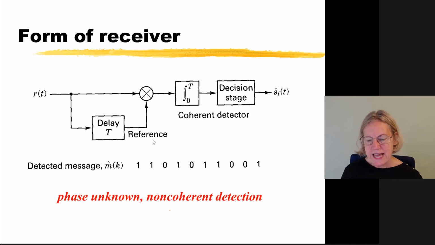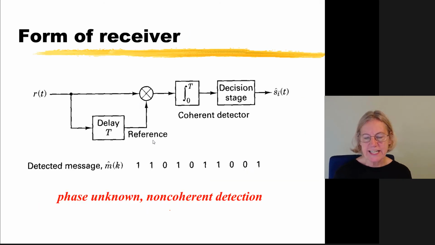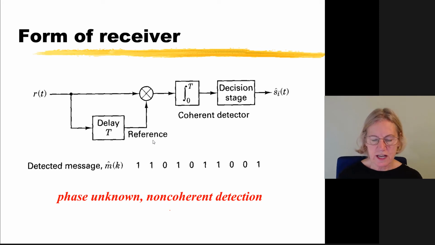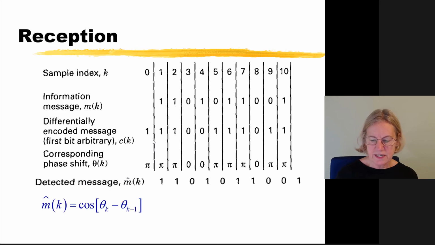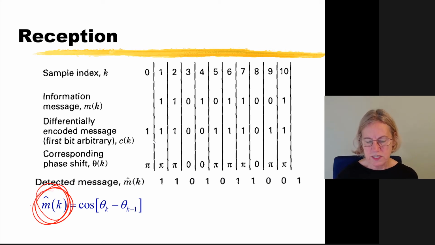So what happens now when I come to my detector, when I do this multiplication by the self-reference? In this case, the detected signal will be based on the difference in phase. So let's look at it now. The estimate of the bit received is the cosine of the difference of the two phases.